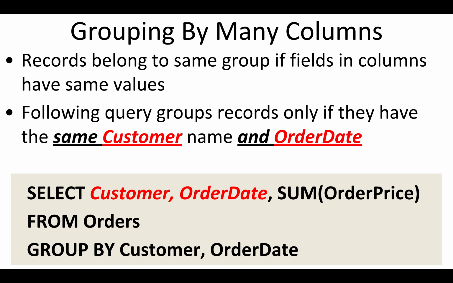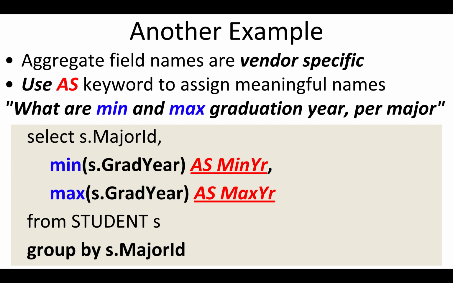If you are grouping by multiple fields, then the records that end up as part of the same group are the ones that have the same value for both of them, right? So maybe last name and middle initial, or here the order date and the customer, right? If they're the same in 2 separate records, then they would belong to the same group, right? Again, the same rules apply to all the other non-grouping fields.